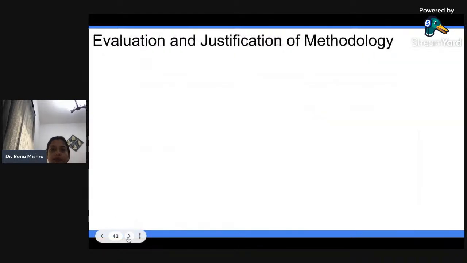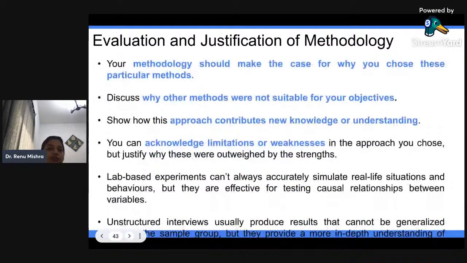Okay. Now, let's talk about evaluation and justification of methodology, which is very important. When I say that you need to justify your research methodology, basically you need to ensure that you explain why you chose this method, and why this particular method is more suitable than others. Many a times, in your defense viva, your reviewer may ask you why you did not go for this method, why only this. You should be prepared for such questions as well.